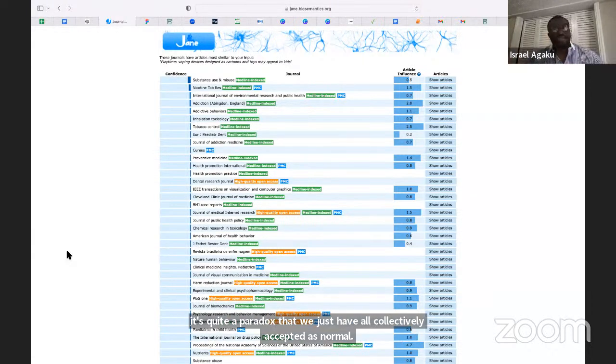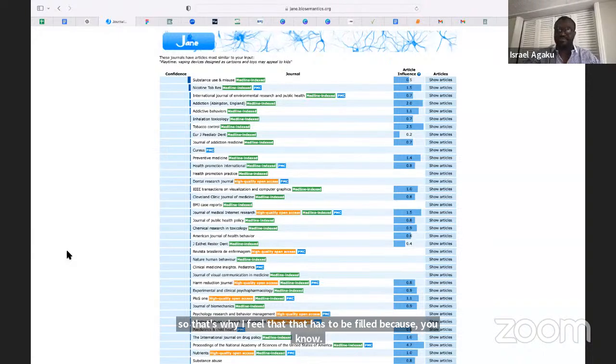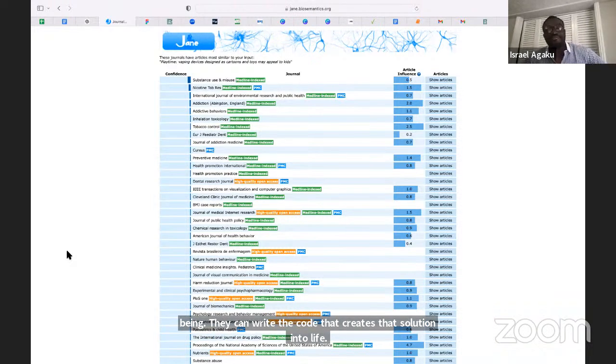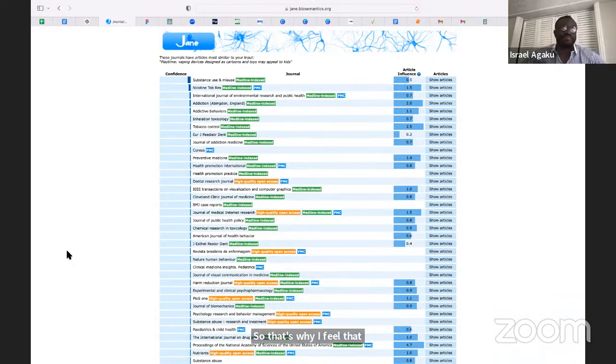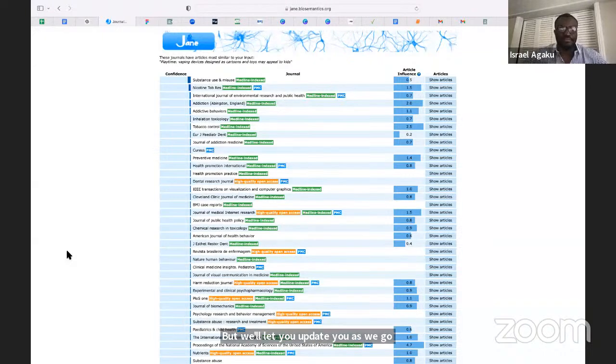And so that's why I feel that gap has to be filled, because people who know the science and who know how to write code are the people who can create the best software ever, because they understand the needs of the research and they can bring that into being. They can write the code that creates that solution into life. So that's why I feel that there's a great need for a field like that. But we'll update you as we go by.